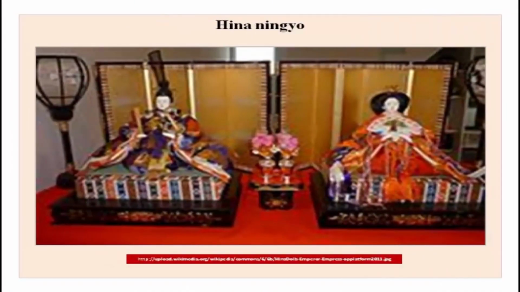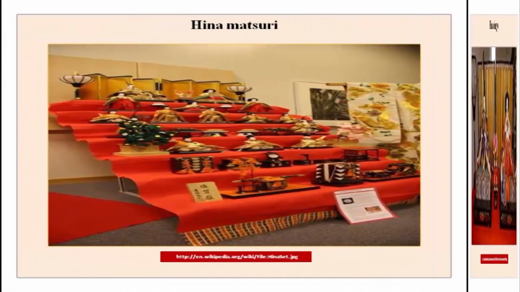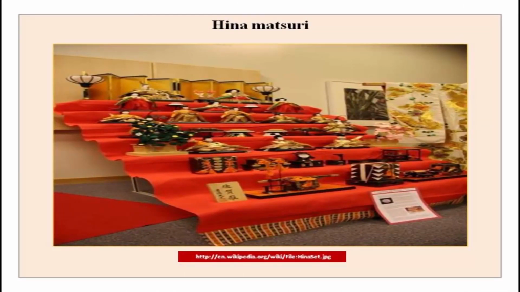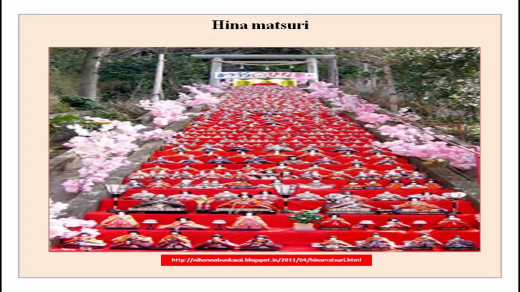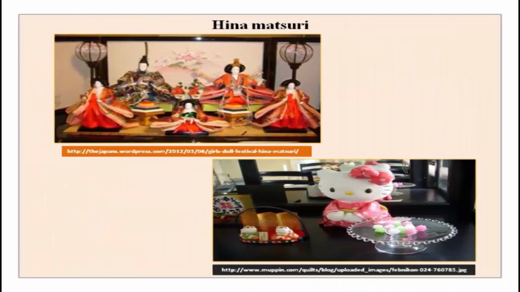It can be simply done on a small scale, with just these two and not the courtiers, depending on how much space you have and how much you want to do. And it could be done in a big way like this, where everything is decorated and shown. This is a scene of a temple, where on the steps they are decorated and displayed, and you can see the sakura flowers over here, and it can be done simply like this.